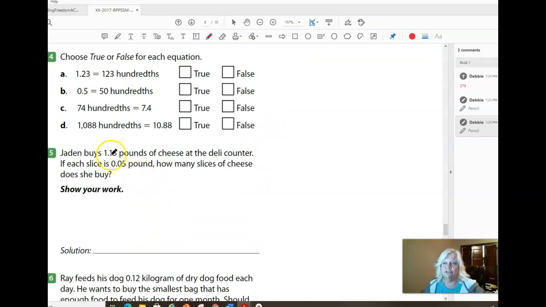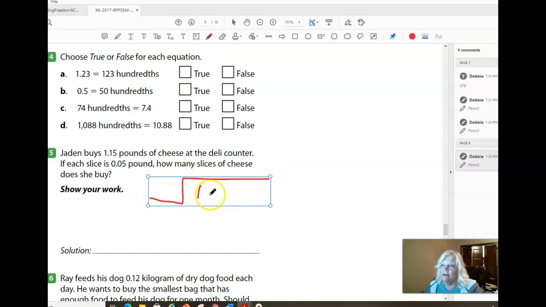Number 5, Jaden buys 1 1/15 pound of cheese at the deli counter. If each slice is 5/100 pound, how many slices of cheese does she buy? We're dividing. We're in a unit right now where we're dividing. So this is what it looks like when it's set up.